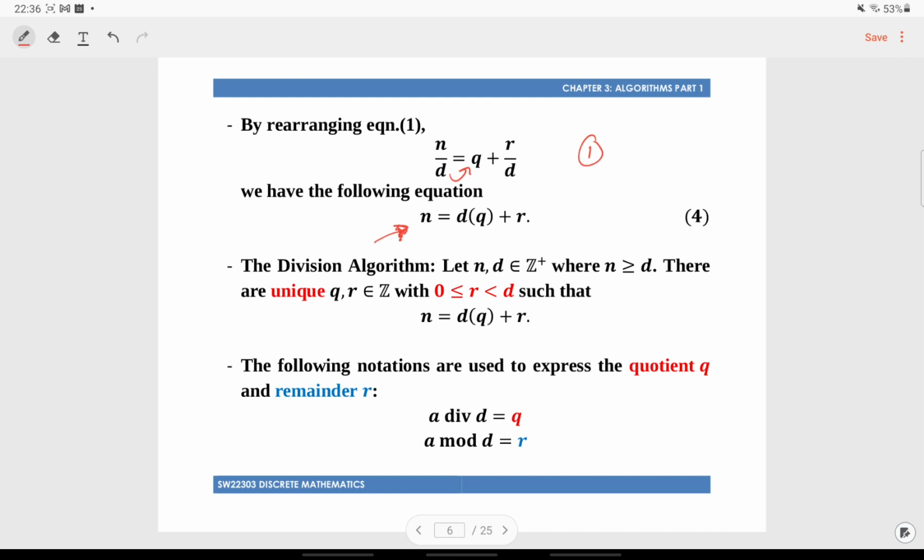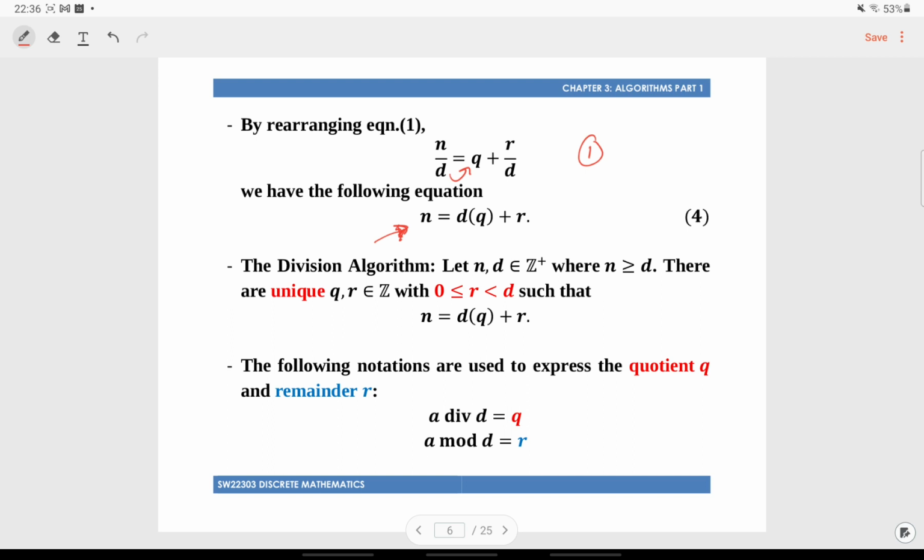According to the division algorithm, let's say we have two positive integers n and d, where n is greater than or equal to d. Then the quotient and remainder are unique. The values for the quotient and remainder are unique for every n and d.